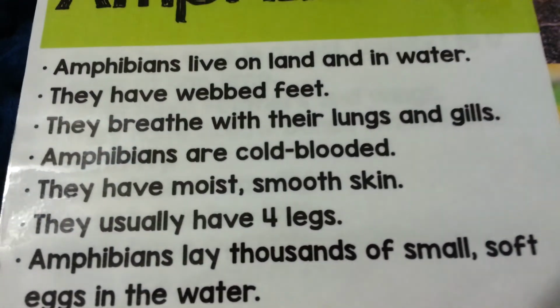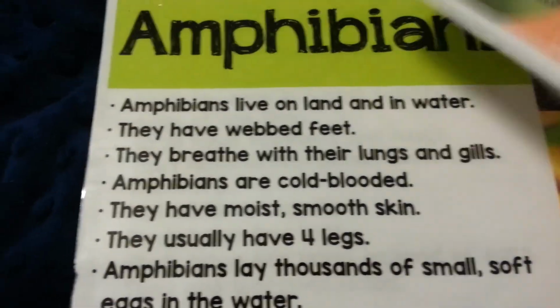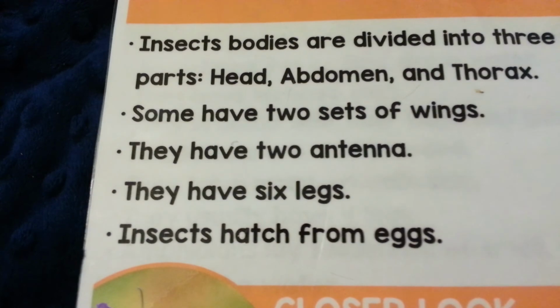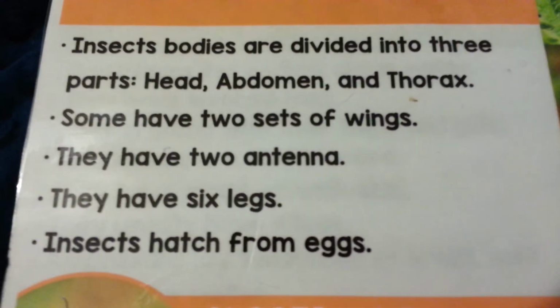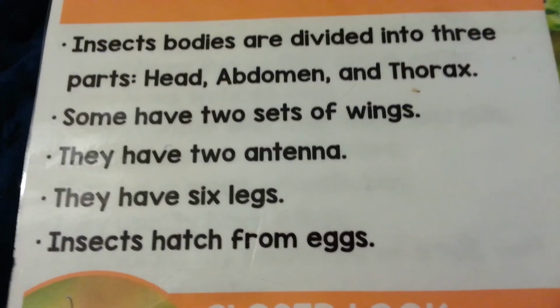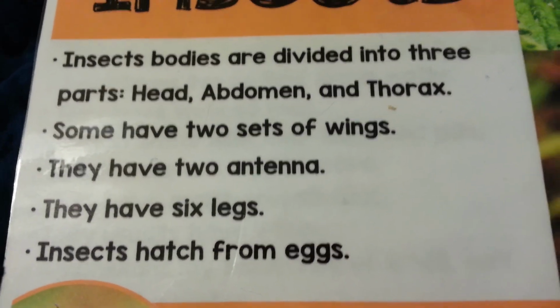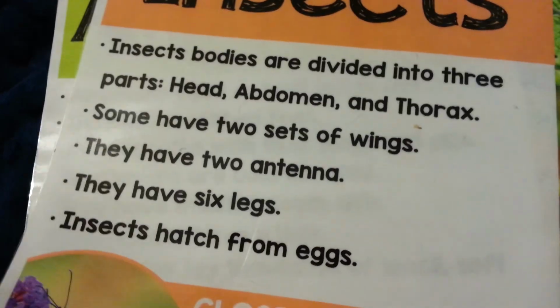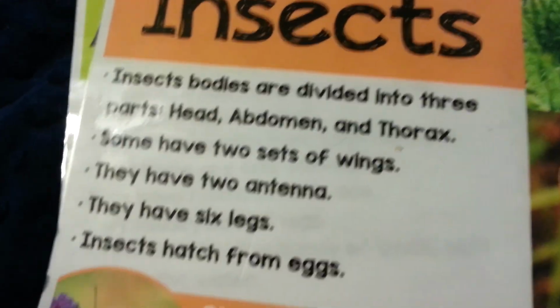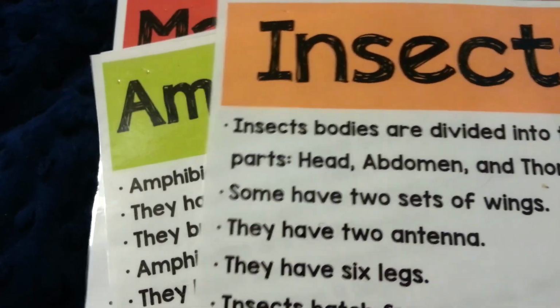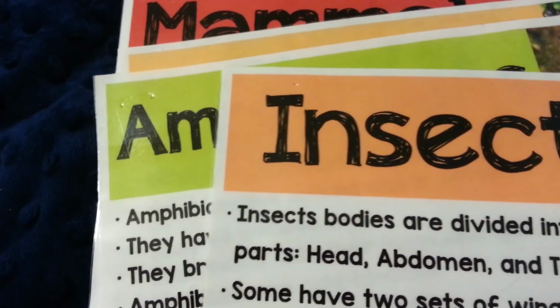I'm going to go back. Amphibians have moist, smooth skin, and insects, actually they didn't mention it here, but insects have an exoskeleton. That means that the outside of their body is their skeleton. The inside is soft and squishy. So when you step on an ant, you kind of squish the inside.